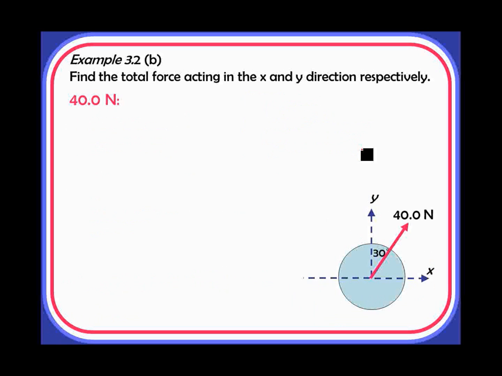Okay, let's take a look at 3.2b. Same thing, I have to find the resultant, or rather the total force acting in the x and y direction. So you have to resolve your 40 Newton into x and y direction. So using your trigo function, you should end up with Fy to be 40 cosine 30. Fx will be 40 sine 30. Okay, that is for one force.